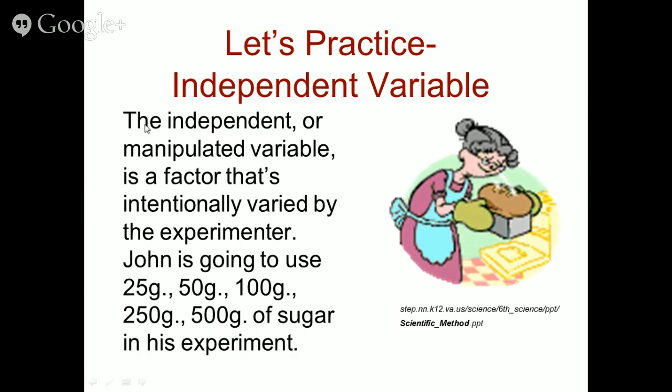Back to John. The independent or manipulated variable, the changed variable, is a factor that's intentionally varied. It's intentionally changed by the experimenter. John is going to use 25 grams, 50 grams, 100 grams, 250 grams, 500 grams of sugar in his experiment. So he's going to do his experiment at least 1, 2, 3, 4, 5 times. Consider that as you're doing your experiment. How many times will it take to prove what you're trying to prove? Hopefully it takes place over the course of a week, or it's multiple trials the way John is doing.